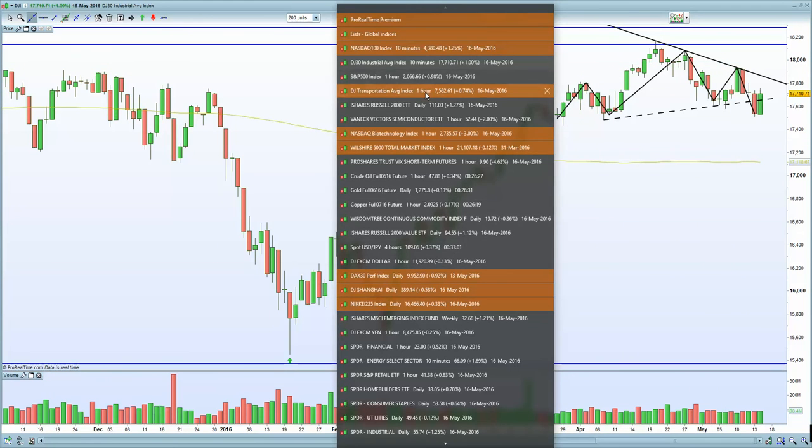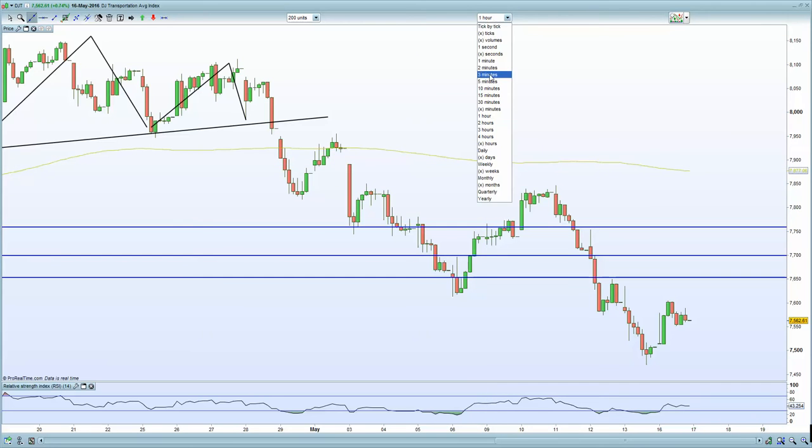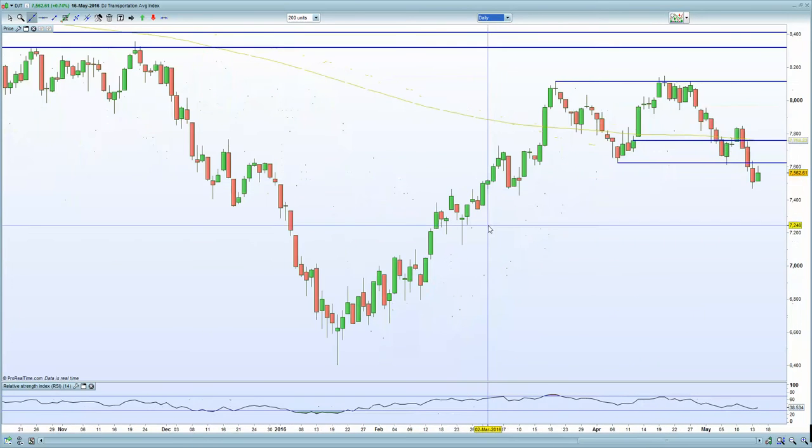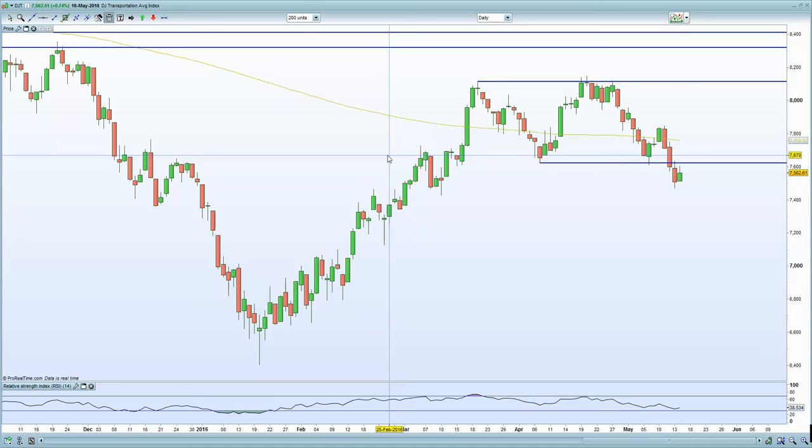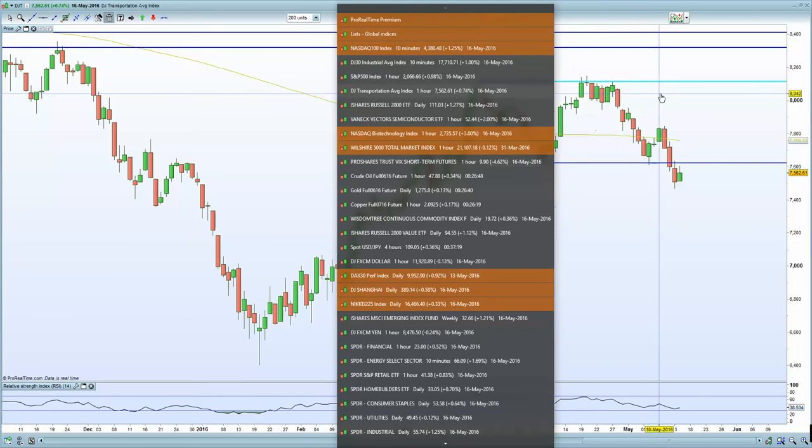If I just cross-reference that with the Dow Jones Transportation Index, you can clearly see the Dow Jones Transportation Index remains weak. We've obviously retested previous support equals resistance, and this bias, clearly from my perspective, remains lower, and I'm looking for the Dow Jones Transportation to move lower.